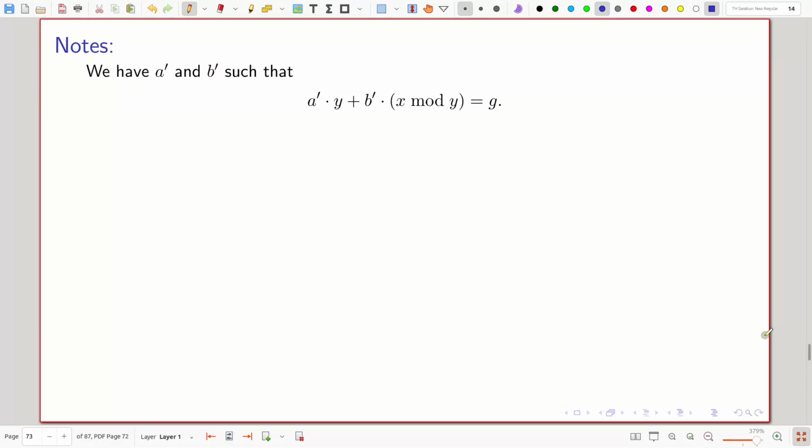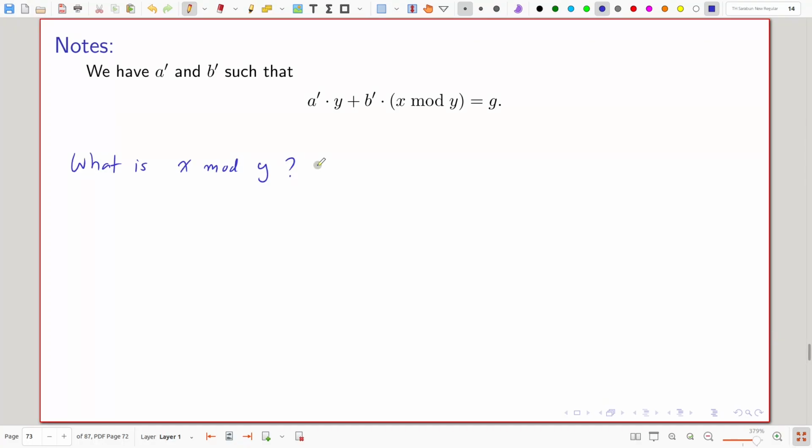So let's try to work on it. We have A prime and B prime from the recursive call such that this thing is true. Y has to multiply with A prime, that's one part, and then B prime multiplies with X mod Y. But what exactly is X mod Y? We write X mod Y in a nicer way, and then we'll see how it works. So what exactly is X mod Y?